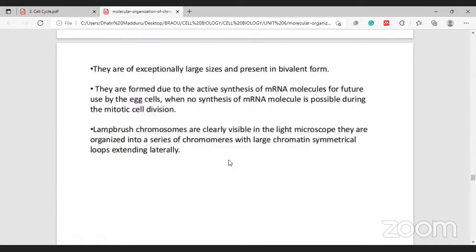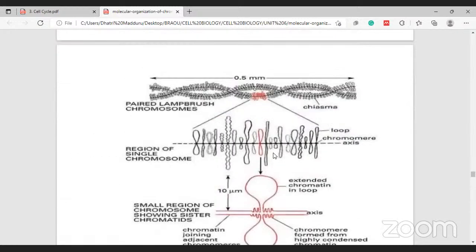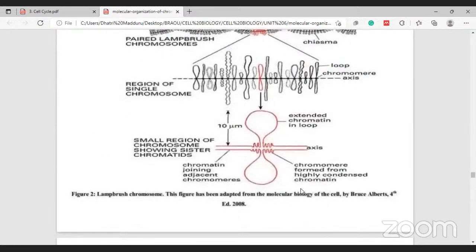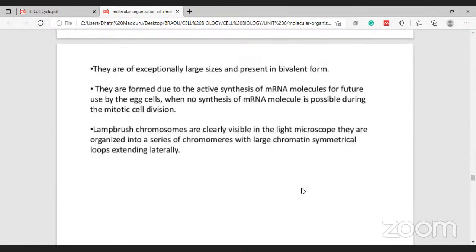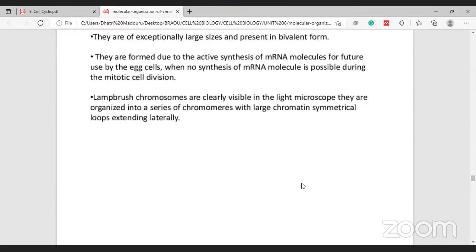They are exceptionally large in size and present in bivalent form. You can see here two loops, one at the top and the other at the bottom. So that is bivalent. They form due to the active synthesis of mRNA molecules for future use of the egg cells, because they are found in oocytes. No synthesis of mRNA molecules is possible during mitotic cell division. And we can see them under the light microscope.